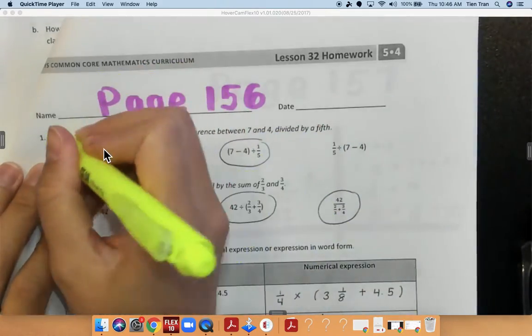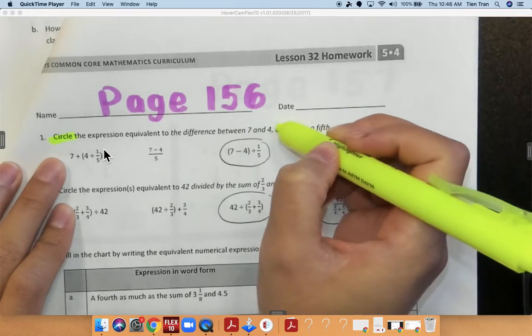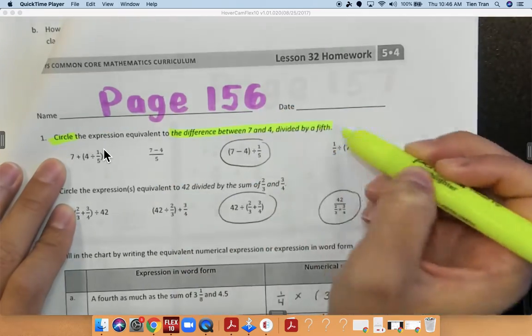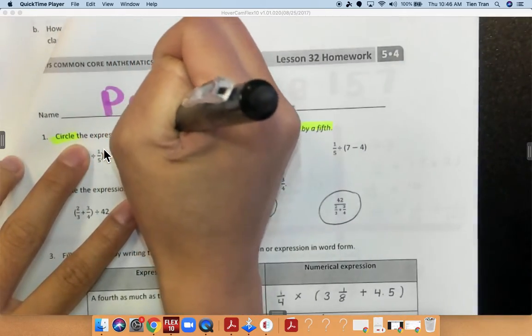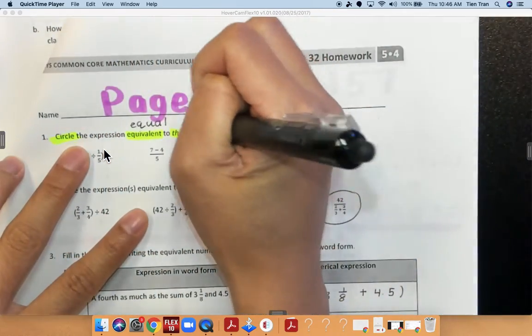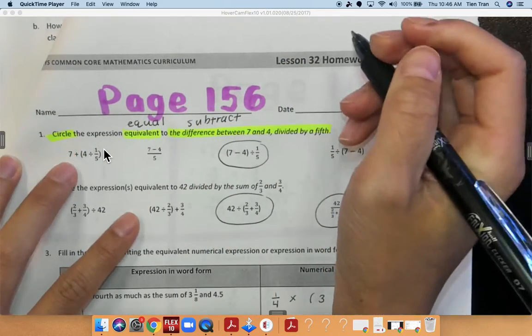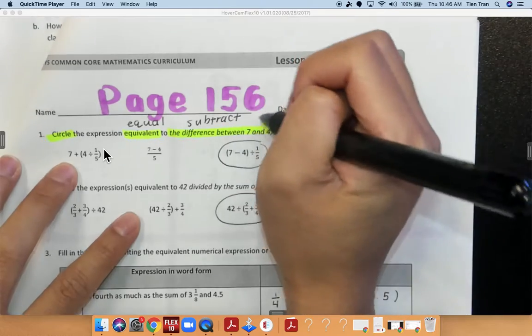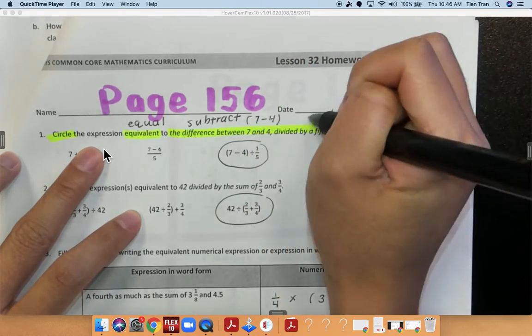So number 1 says circle the expression equivalent to the difference between 7 and 4 divided by a fifth. The word equivalent means equal, so I'm writing the word equal to the difference. Difference means to subtract or the answer to a subtraction problem. And they want me to subtract 7 minus 4 and divide it by 1/5.